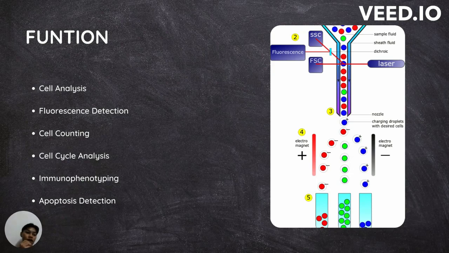And lastly is apoptosis detection. Flow cytometry can be employed to assess apoptotic processes in cells by measuring changes in cell size, membrane permeability, and DNA content. That's all for me. So I pass to Tanesh.